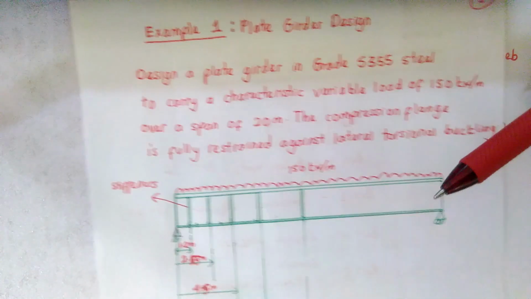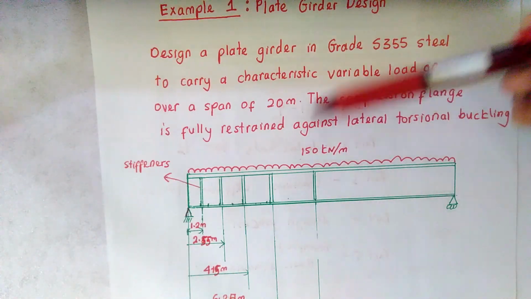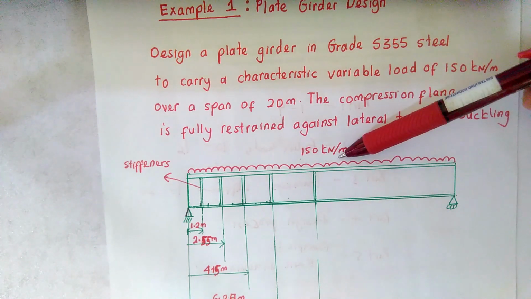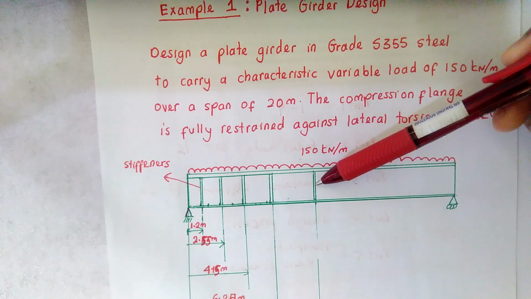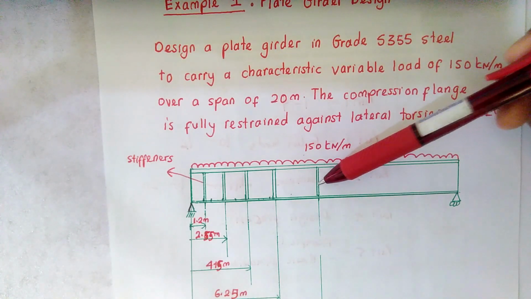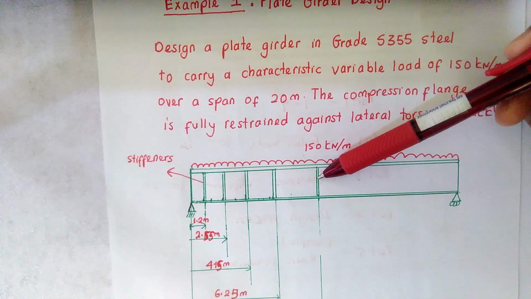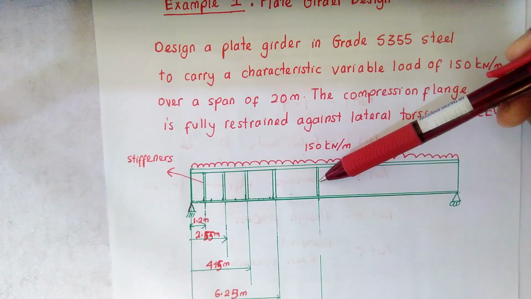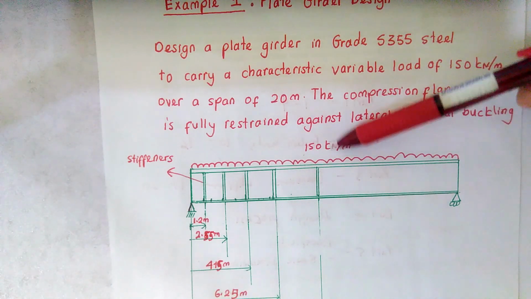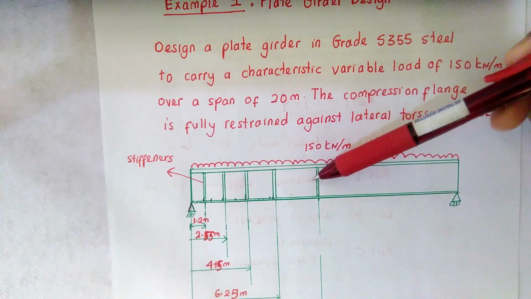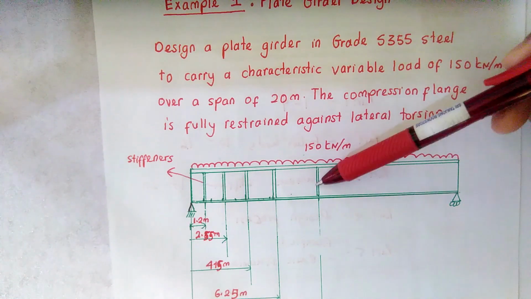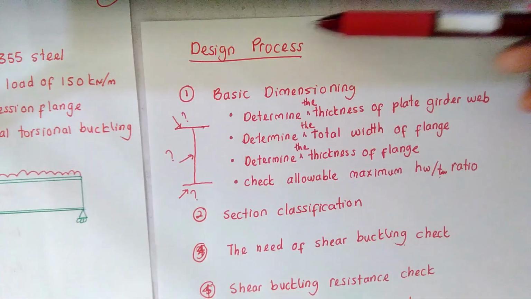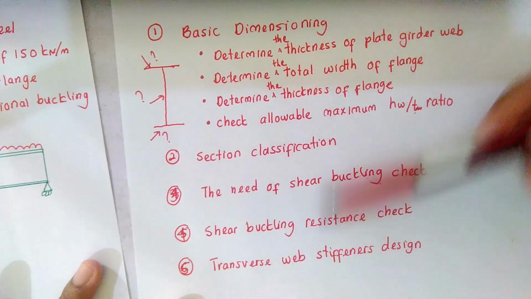As you can see in this plate girder, you are not given the section sizes, so you need to come up with the section size of your transverse stiffener itself. You have to make sure that the section sizes you propose for the transverse stiffener are able to carry the 150 kilonewton per meter, helping the plate girder to transfer the load vertically in terms of the shear force. So here is what we call the design process for the plate girder.